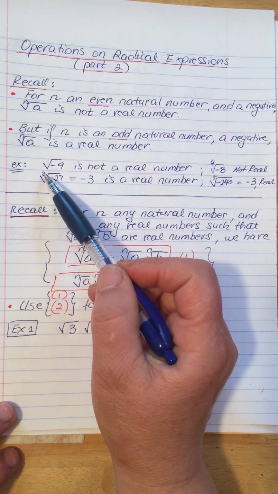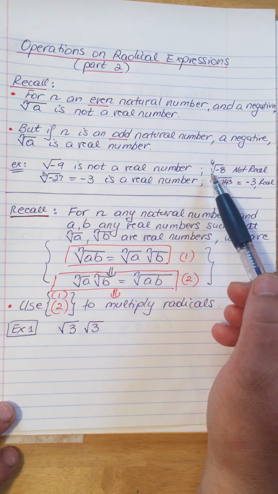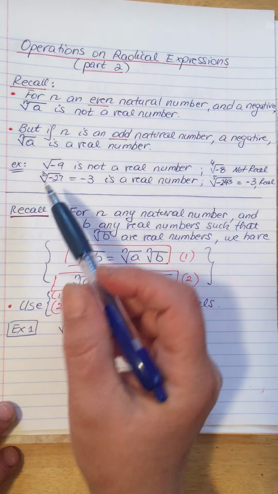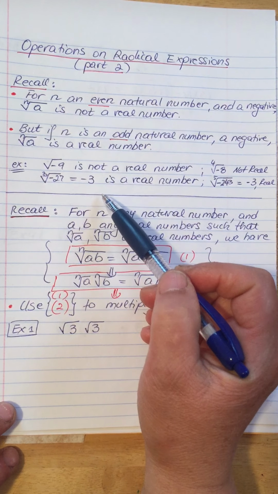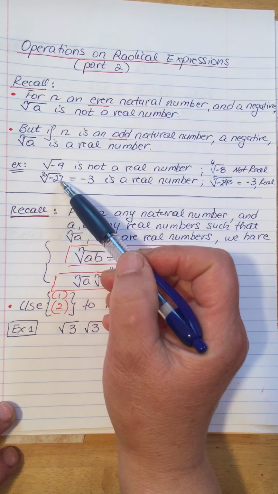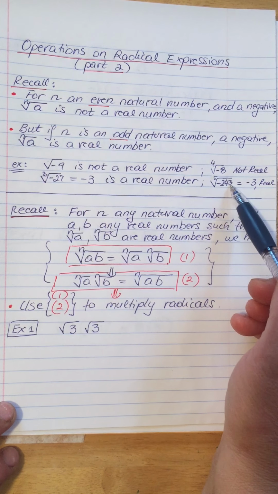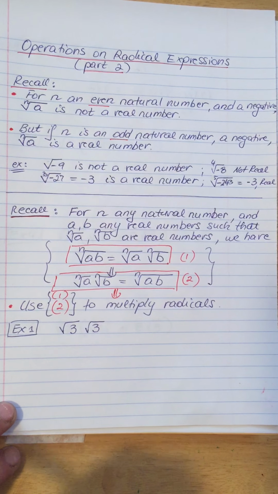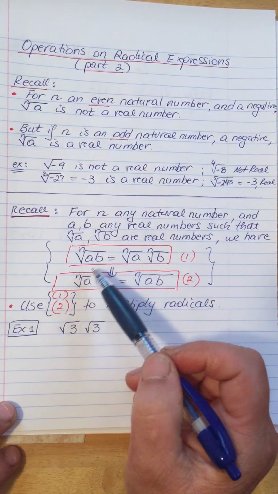But if the index is a positive odd integer, for example 3, 5, 7, 9, and so on, and the radicand is a negative number, then the radical is a real number. For example, the cube root of negative 27 is negative 3, and the fifth root of negative 243 is negative 3, which is a real number.